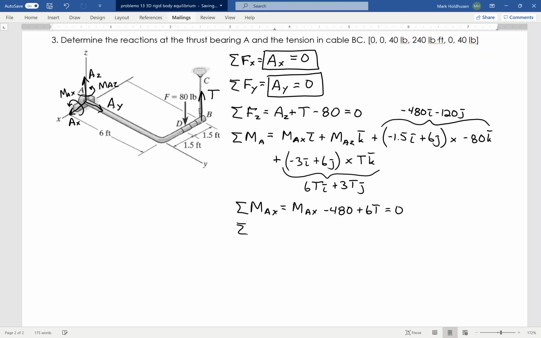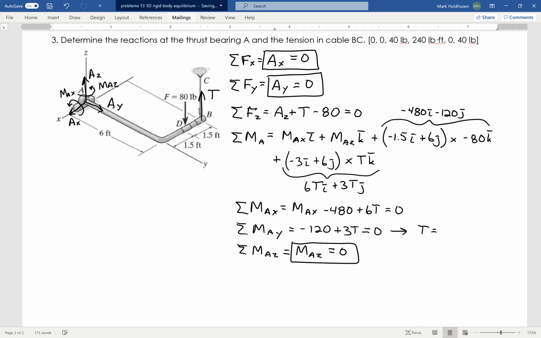I've got MAY, so I'm going to add up all my J components, which will be minus 120 plus 3T equals 0. Those are all my J components, and then do all my K components right here, where I will have MAZ. That's it. So that one becomes very easy. MAZ equals 0. From here, I learned that T equals 40 pounds.